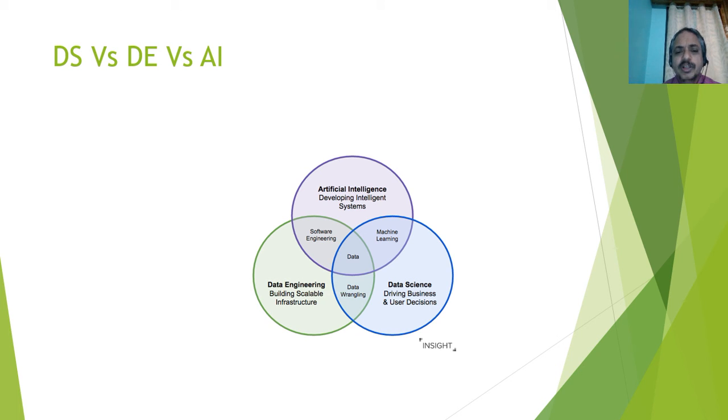Next one is artificial intelligence. Artificial intelligence will require both data engineering concepts and data science concepts, and by adding these two, they want to develop intelligent systems. So you have to create a development product which will be intelligent, so it is able to think individually like a human being and give the outcome. That we call artificial intelligence. So all three are interconnected: data science, data engineering, artificial intelligence.